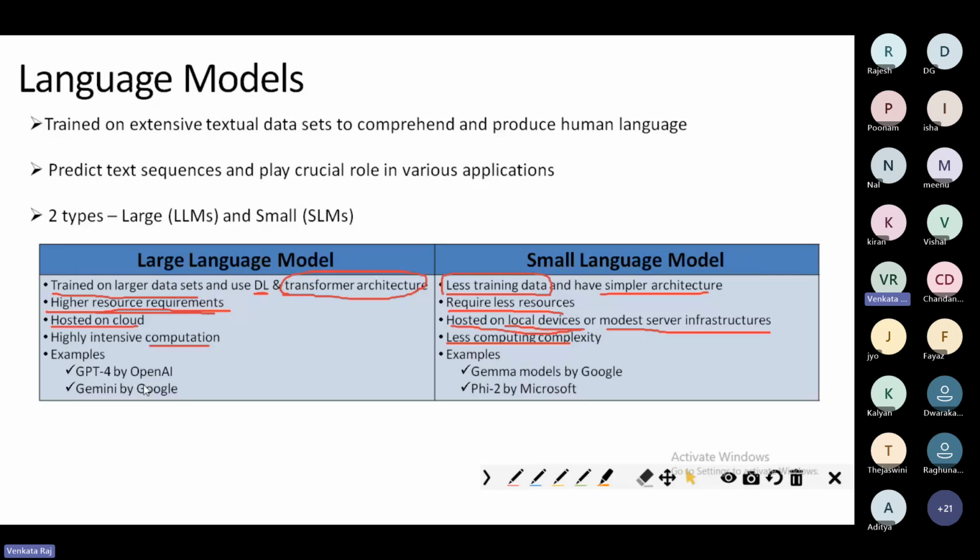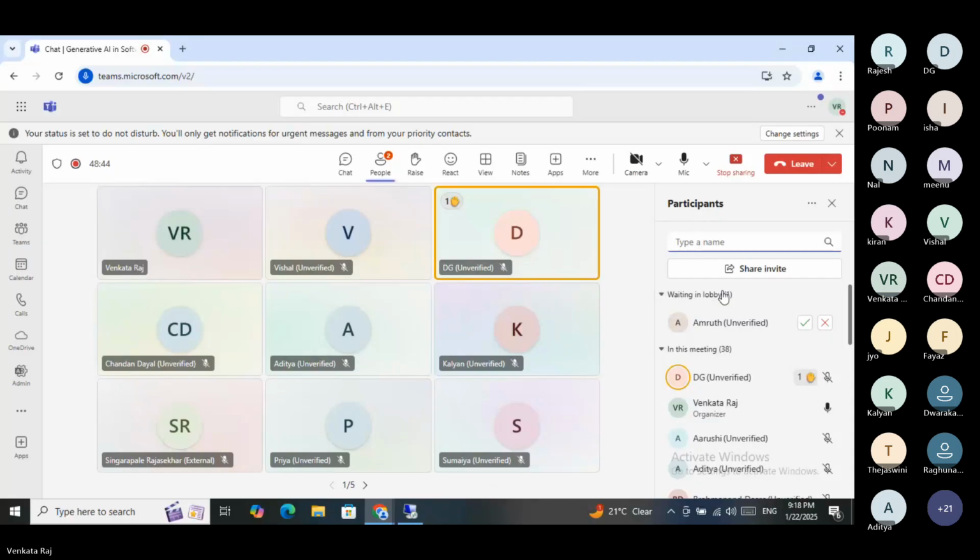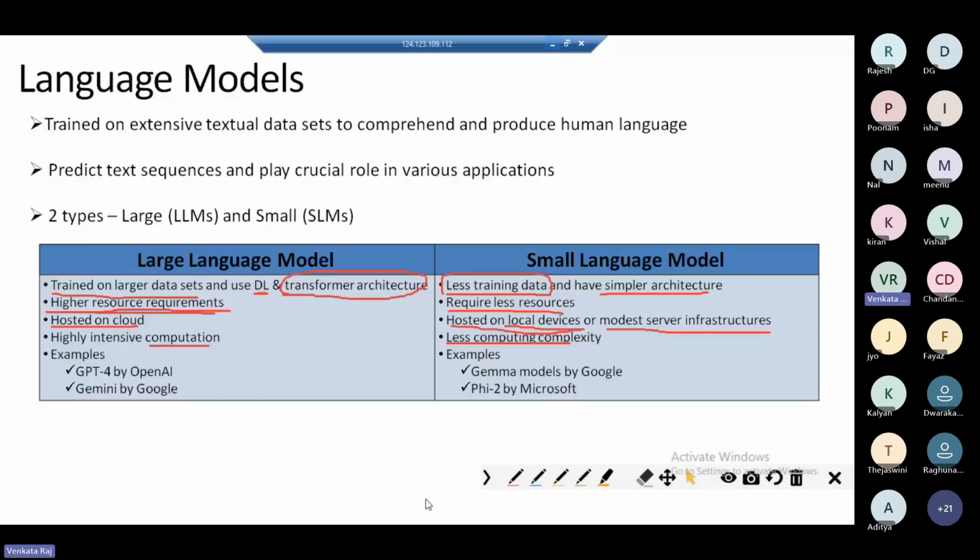Some examples, guys. GPT-4 by OpenAI is an example of an LLM. Gemini by Google is also an example of a large language model. However, some examples of small language models are Gemma models by Google and Phi-2 by Microsoft.